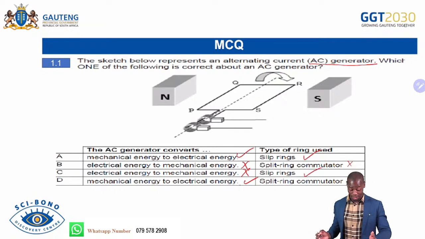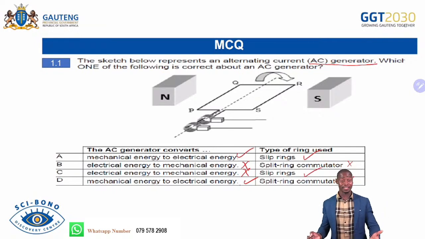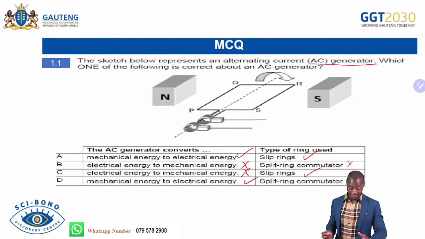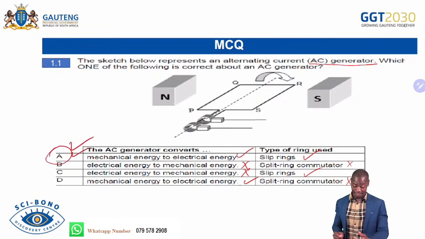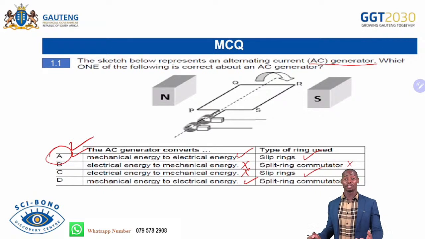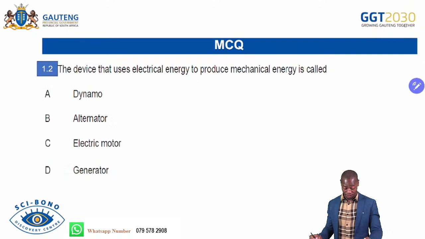I hope you understand why B can't be the correct answer, why C can't be the correct answer, why D can't be the correct answer. So the correct answer for this one will be A. As long as you know your AC generator, your DC generator, your AC motor, your DC motor, the functions and all that, you will be able to answer such questions, right?